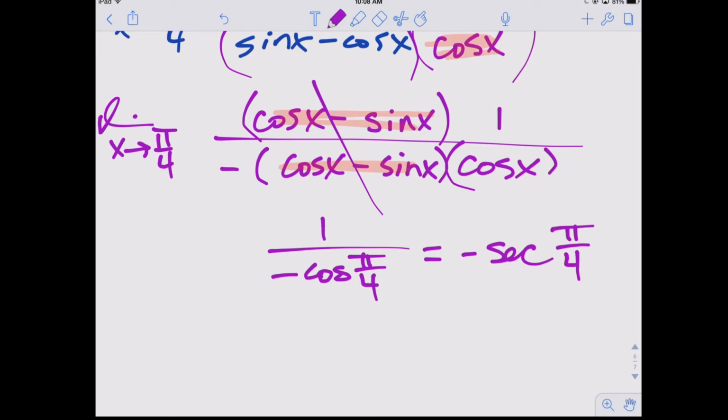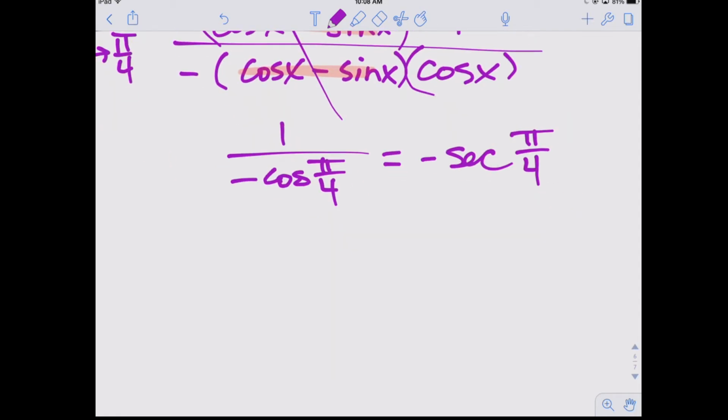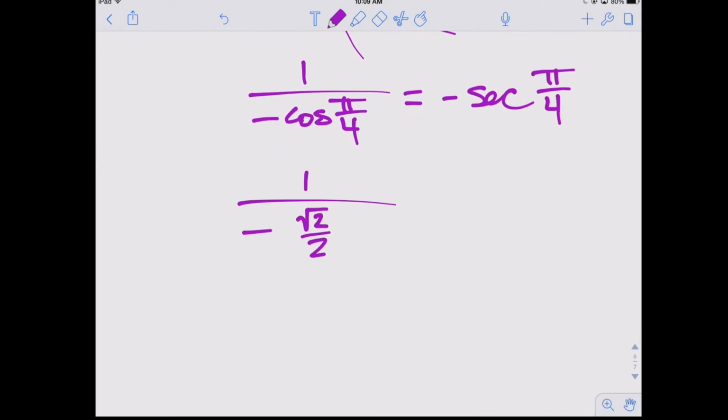Yes, because they both what? Exist or not exist? Yeah, it's an actual point. Now, if you wanted to simplify it, because this would not be a multiple choice answer, what is cosine of pi fourths? Square root of 2 over 2. And of course, if I flip that, that's negative 2 over the square root of 2.